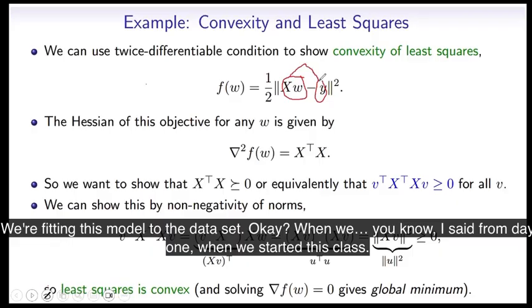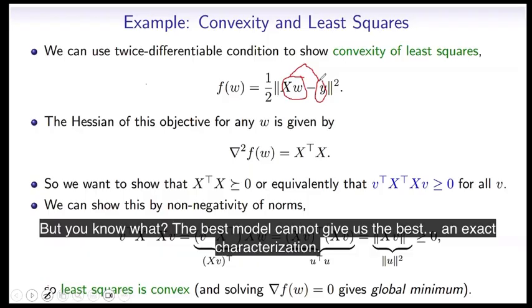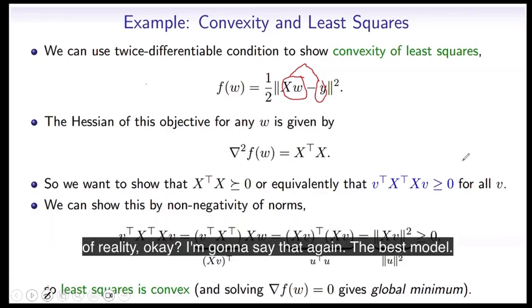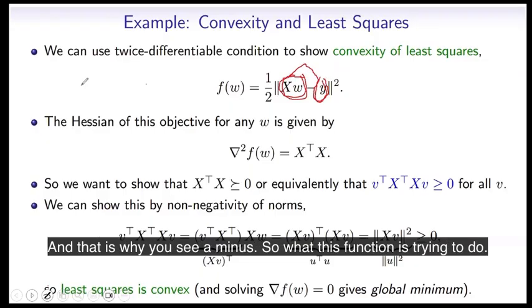Okay. I said from day one when we started this class that we want to use a model to depict reality. But you know what? The best model cannot give us an exact characterization of reality. I'm going to say that again. The best model cannot give us an exact characterization of reality. If I'm using this model, XW, to model reality, the data set, there's always going to be a gap. And that is why you see a minus.